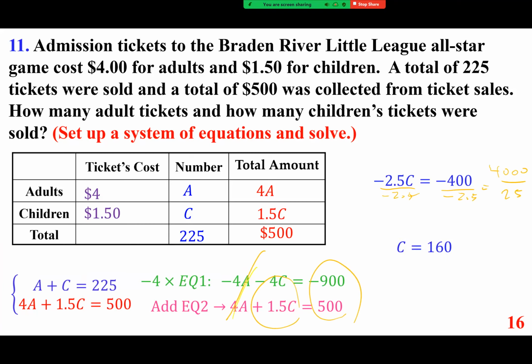And it gives us 160, subtracted from 225, and we get 65. So we have 160 children, 65 adults, and we must check it with the second equation.